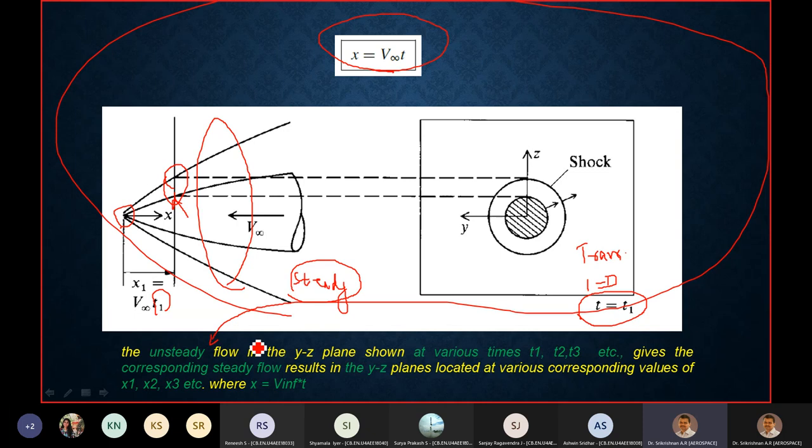The unsteady flow in the YZ plane, that is the right hand side image, at various time intervals t1, t2, t3, etc., gives the corresponding steady flow results in the YZ planes located at various corresponding values of x1, x2, x3, etc., where x is equal to V infinity times t. So for different values of x, which are given by different values of t, I can get the corresponding values from the YZ plane.